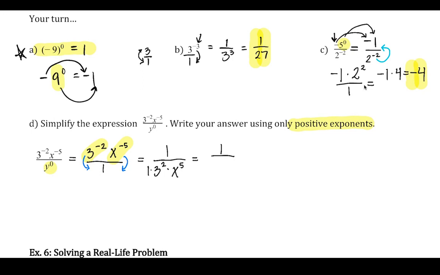And then next we can start to multiply these together. 1 times anything is itself, so I don't really need to include that. I can square the 3, so 3 squared becomes 9, and then times x to the 5th power. So altogether we have 1 over 9 x to the 5th power.